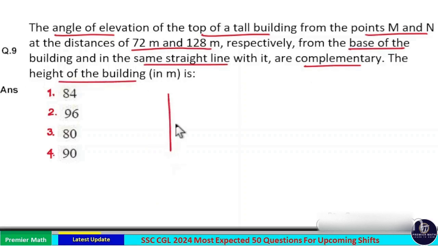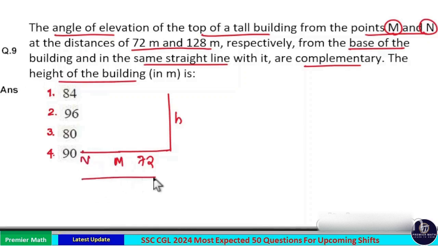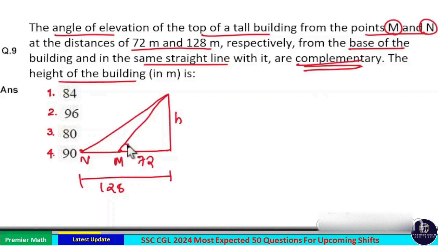Here consider this as height of the building H. Now from 2 points M and N. This is M at a distance of 72 meter and this is N at a distance of 128 meter. Now the angles of elevation from these 2 points to the top of the building are complementary. Complementary means the sum of these two angles should be 90 degree. Now if I take this angle as theta, this angle should be 90 minus theta.